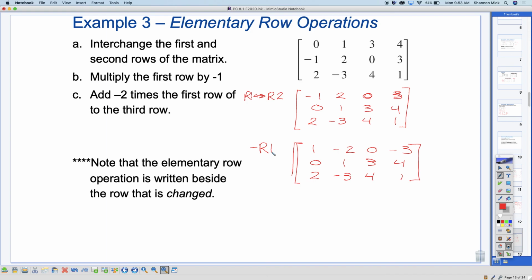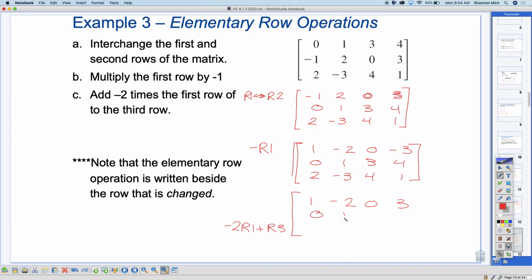Add -2 times the first row to the third row. Right. So why would I take -2 times the first row and add it to the third row? To get rid of that 2, to eliminate the bottom 2. So I'm going to put -2 R1 plus R3. I make my decisions, fill in, and then do it. I don't try to do everything at one time. So I just write in the first and the second row because I'm not changing them.